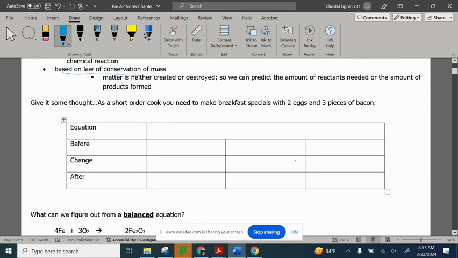But today, before we start with the complicated math and all of the formulas for actual chemicals, we're going to be talking about breakfast. You ready to talk about breakfast? You are a short order cook and you're making a breakfast special. That breakfast special is going to consist of 2 eggs and 3 pieces of bacon, and that is going to result in a breakfast special that looks like this.